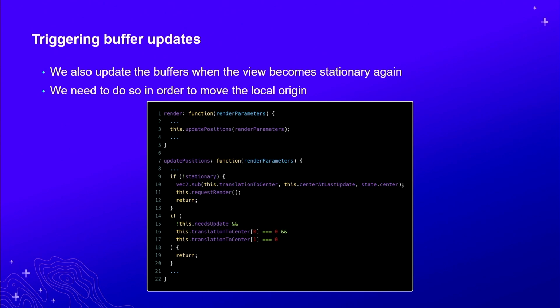Every time that the view becomes stationary again after having been moved, like after the user pans or zooms, we actually need to re-encode all the attributes again in order to adopt a new local origin for the position attribute.